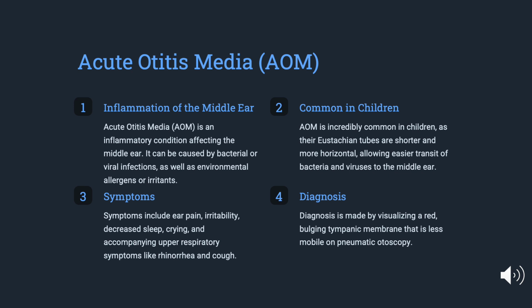Symptoms of acute otitis media include ear pain, irritability, disrupted sleep, and crying, and often accompany upper respiratory symptoms like runny nose and cough. Diagnosis involves observing a red, bulging tympanic membrane that is less mobile upon pneumatic otoscopy. Otitis media with effusion, also known as glue ear, is a related condition characterized by fluid in the middle ear without acute infection.